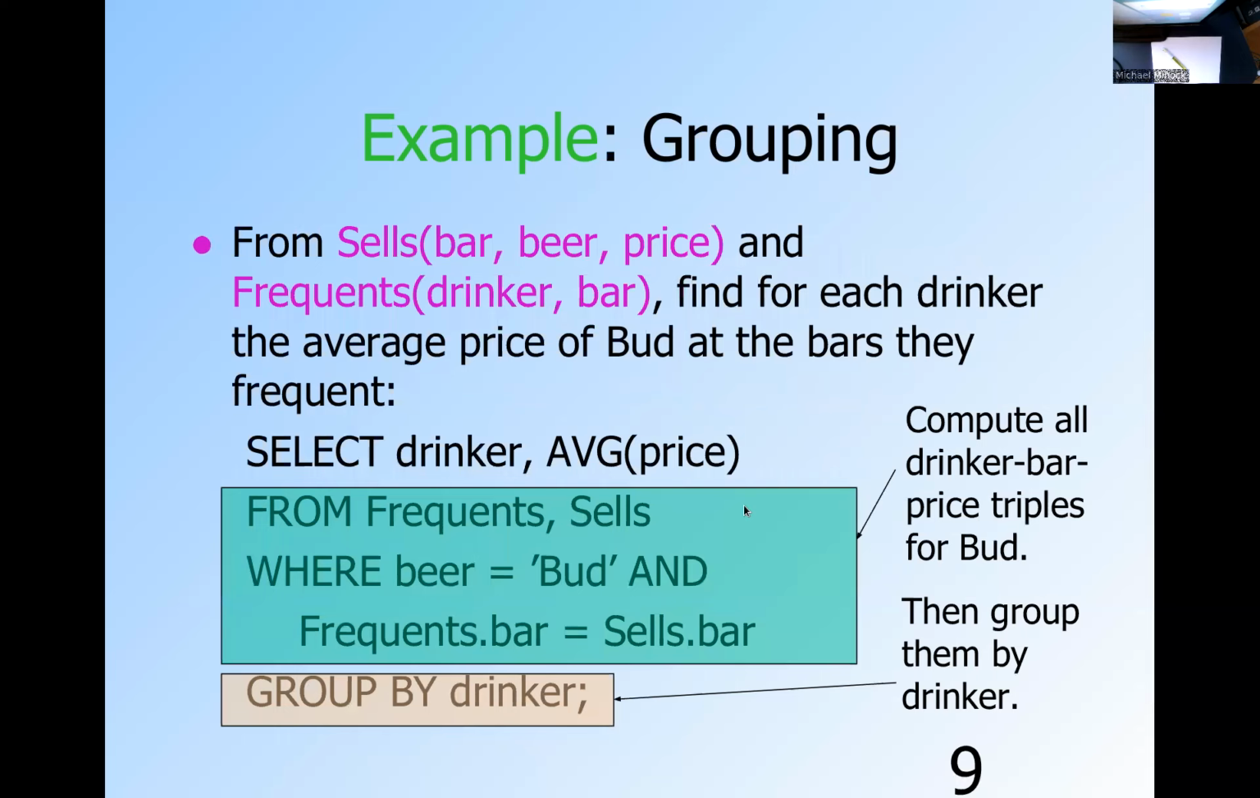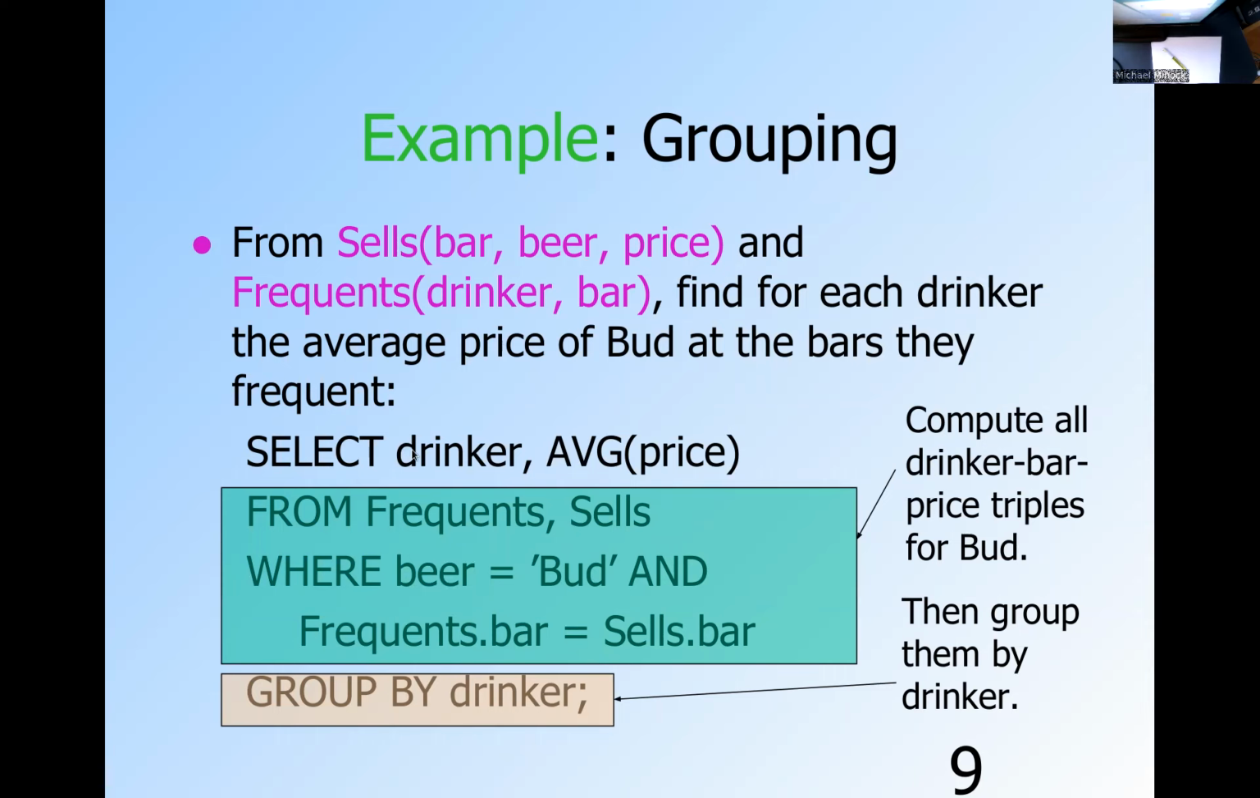So what is this example doing here? This example is from the sells and the frequents tables. So we have two different tables. We have what bar is selling a beer at what price, and then we have a drinker that frequents a bar. And I apologize for this drinking example. It actually comes from Stanford, who developed this. I think it'd be better if it was health food or something, with people eating health food rather than drinking beer.